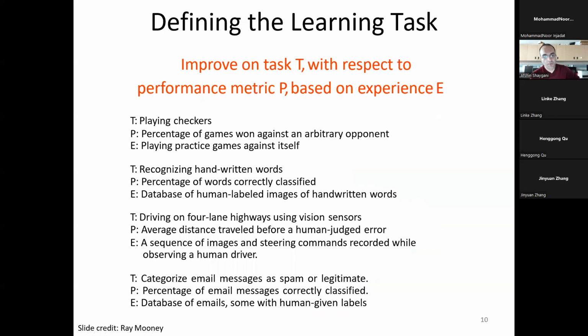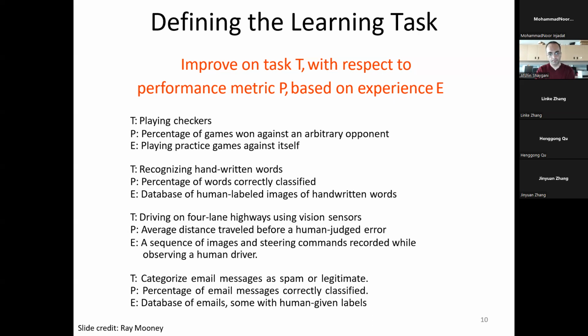Okay. So here, we'll go through some examples and see how T, P, and E, which are task, performance, and experience, can be chosen for certain problems. Improve on task T with respect to performance metric P based on experience E. So, what is the task? Playing checkers. What is the performance that we need to improve? Percentage of games won against an arbitrary opponent. How would this happen? What is the E? Playing practice games against itself.